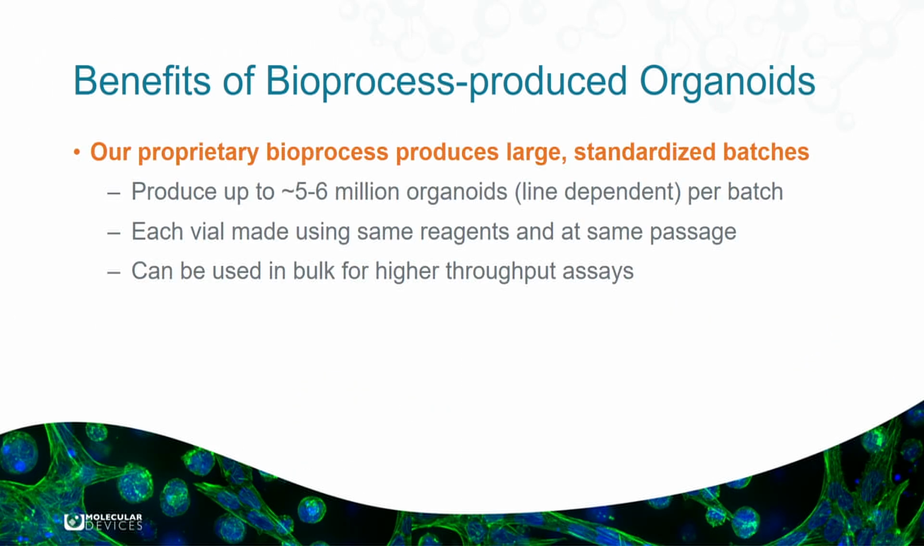In terms of the benefits of the organoids that we produce, I've just highlighted a few of those as I've talked about the process, but really we can produce very large numbers of organoids in single batches. So at the moment we're capable of producing between 5 and 6 million organoids. This is a ballpark figure. It can be much more or much less depending on the exact organoid line.